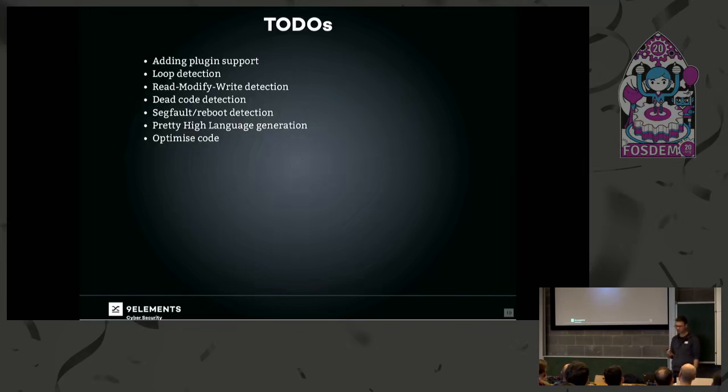There's no dead code detection, so if we run into a code path we shouldn't, and it just crashes, we won't see that. We also have no segfault or reboot detection. We need to work on making pretty C code and optimize the abstract syntax tree even more.